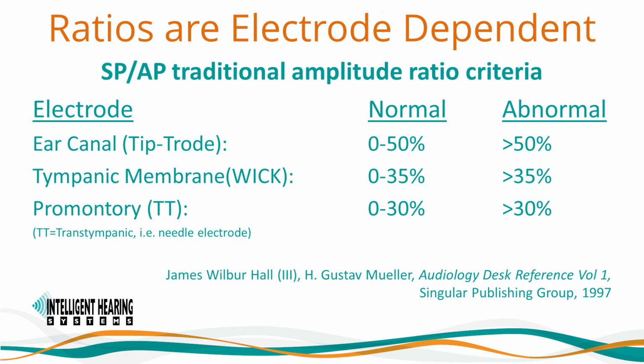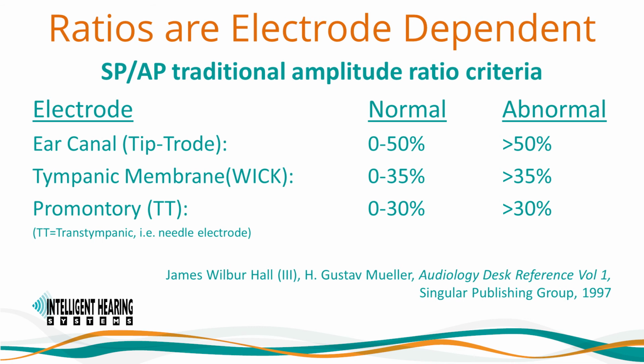It is important to note that eCog amplitude ratio analysis is dependent on the type of electrode used and how close the electrode is able to get to the site of generation. For ear canal electrodes, such as Tip-trode electrodes, the normal range is 0 to 0.5 or up to 50%. Above 50% is abnormal. If a TM electrode is used, such as the Lilly TM-Wick, then the normal range is 0 to 0.35 or up to 35%.